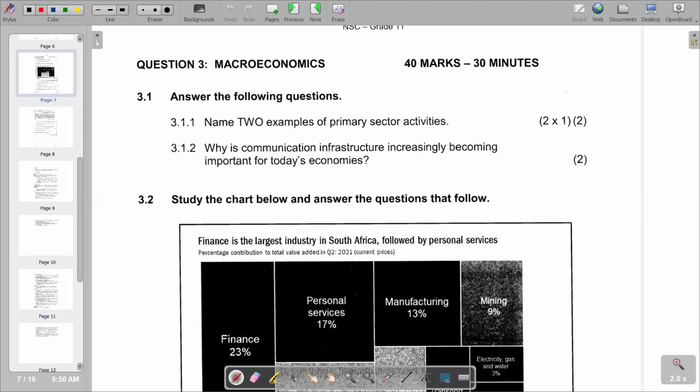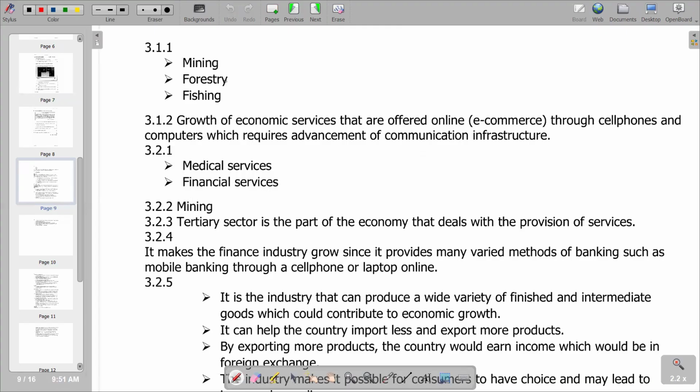So moving on to our question 3, it says 40 marks, and it requires you to spend on average 30 minutes on that question. So our question reads: answer the following questions. 3.1.1. Name 2 examples of primary sector activities. We know that the primary sector includes any industry involved in the extraction and production of raw materials such as farming, fishing, forestry, and mining. So those are the activities that take place in the primary sector. We have them listed in our answer section, whereby we have mining, forestry, and fishing.